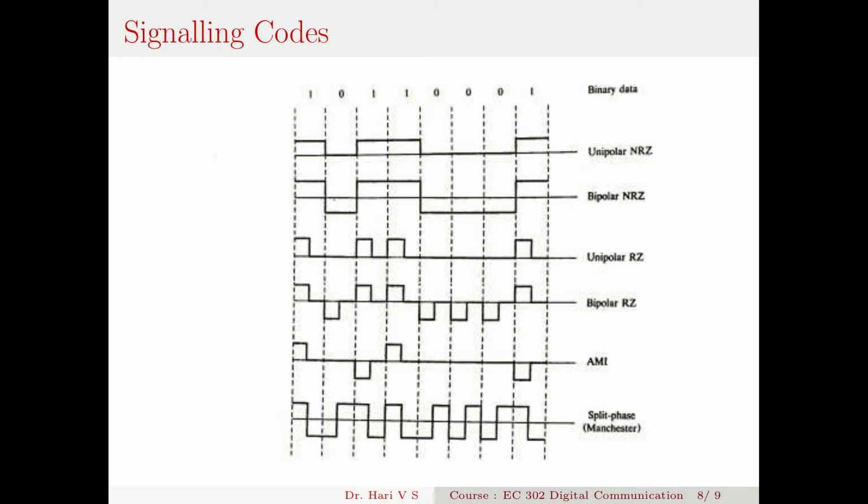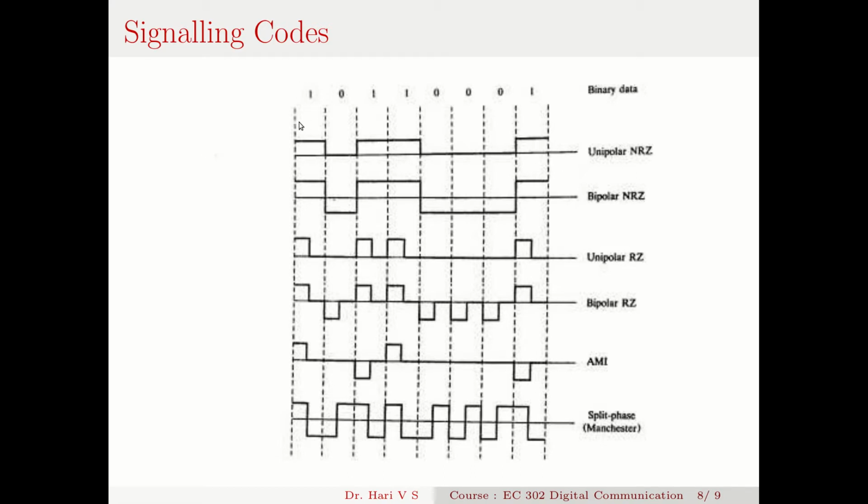One popular signaling code here is called unipolar non-return to zero coding. Unipolar means it stays positive or negative only. Here it is unipolar because it is plus V and zero, there is no minus V. This is unipolar in nature, not bipolar. Non-return to zero means this is my TS duration, this is my data interval. During this data interval, it does not come back to zero. So it does not return to zero during this TS period.